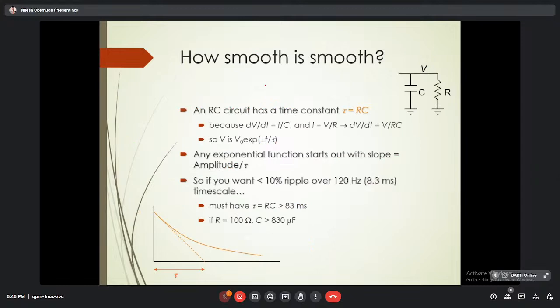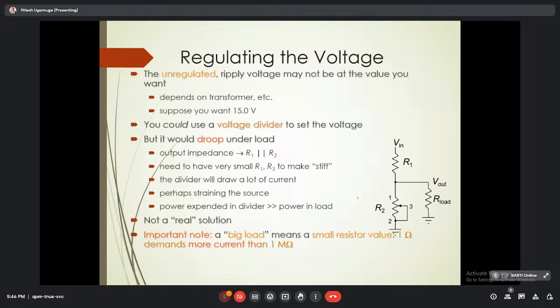Then the question arises: how smooth is smooth? How much do we have to rectify? Again, here we are just smoothing. Here you can see an RC circuit has a time constant, T equals RC. Then we can do the analysis of the circuit, and have the phasor diagrams and all. On the basis of that we can calculate how smooth is smooth. So it's a simple example.